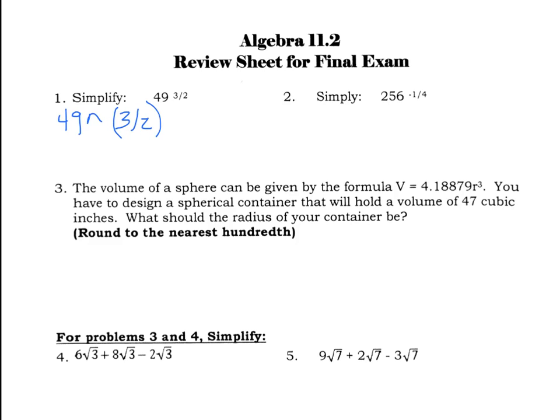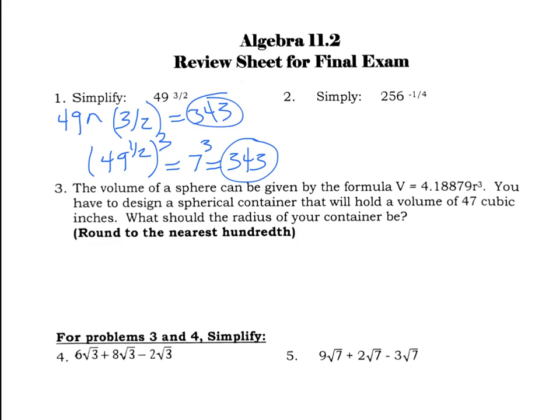Another way you can do this is 49 and then break the fraction up. So instead of 49 to the 3/2, it's 49 to the 1/2, cubed. And 49 to the 1/2, well, that's just the square root of 49. Square root of 49 is 7, and 7 cubed is 343. So you'll get that 343 in either case. My advice, though, is since you have a calculator, use it.